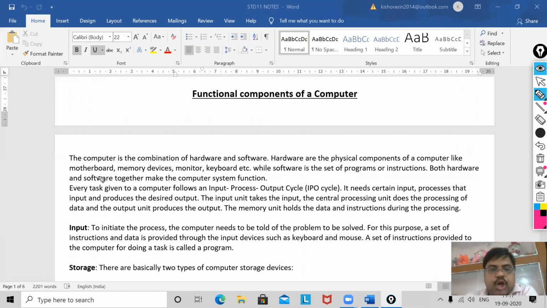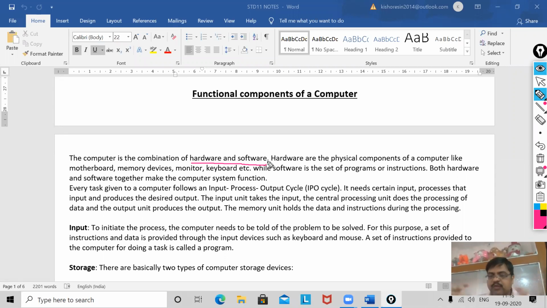Now the computer is the combination of hardware and software. I think everyone knows what a hardware is. If I'm talking about the hardware, then you will say, sir, hardware are the physical components of a computer. When I'm talking about the software, software is what? The set of programs. Simple way. And when anyone asks what is a program, then you will say set of instructions.